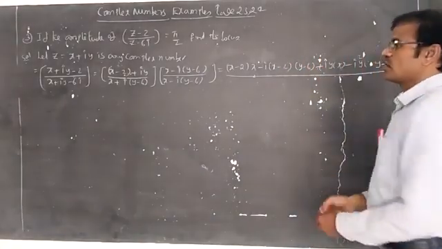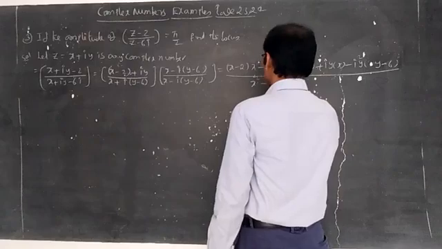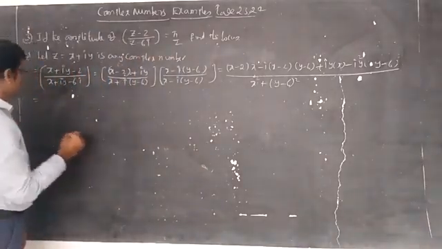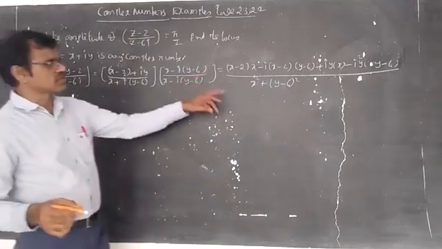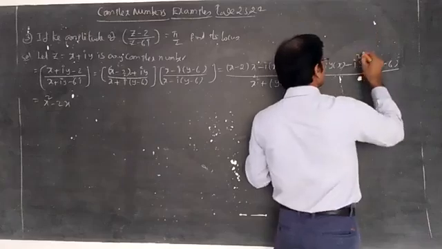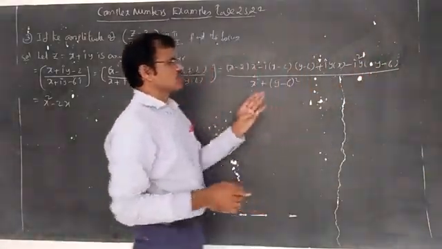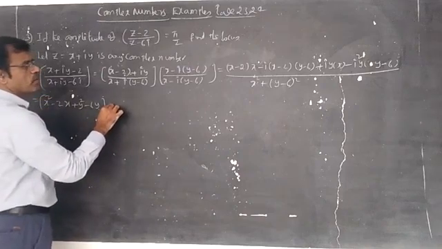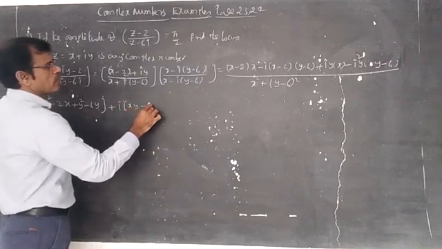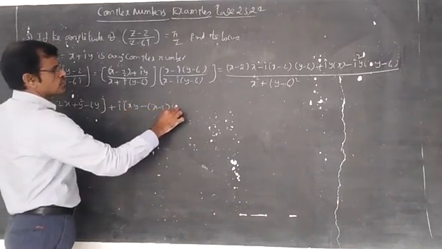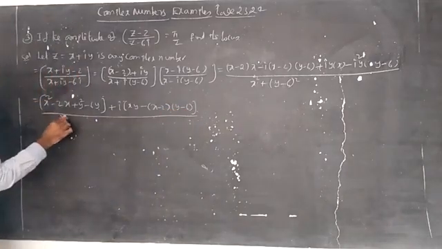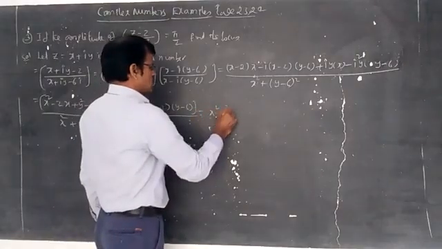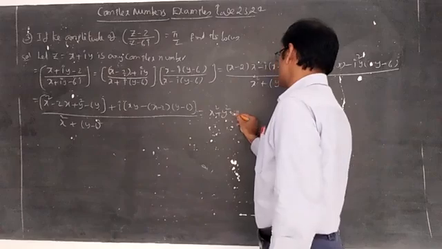For the denominator, the formula: a plus ib into a minus ib equals a square plus b square. So x square plus (y minus 6) whole square. That is equal to, now you can write x square minus 2x, I am multiplying with x. Next, real part I am discussing with you: minus i square becomes plus y into y minus 6. So plus y square minus 6y. The real part is x square plus y square minus 2x minus 6y, whole over x square plus (y minus 6) whole square.